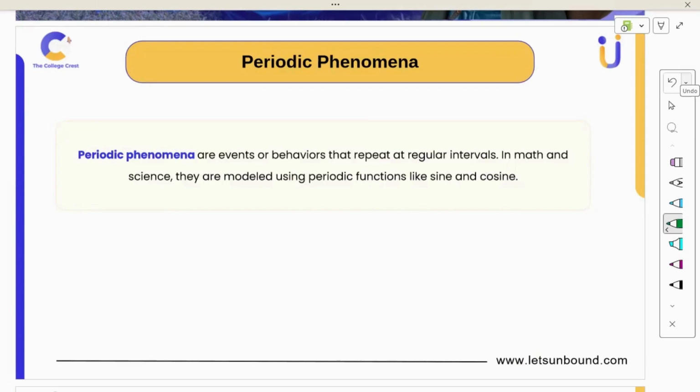This is periodic phenomena, and not only the phases of the moon, even waves follow a periodic phenomenon. Now in math and science, these are modeled using periodic functions like sine and cosine. We have learned sine and cosine as ratios. Now we are going to learn them as functions, and they are periodic functions. They also behave like the phases of the moon. After a particular interval, they keep repeating the same pattern. So they are periodic in nature, and that's the introduction.